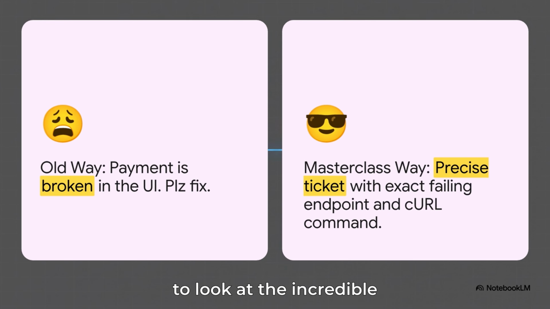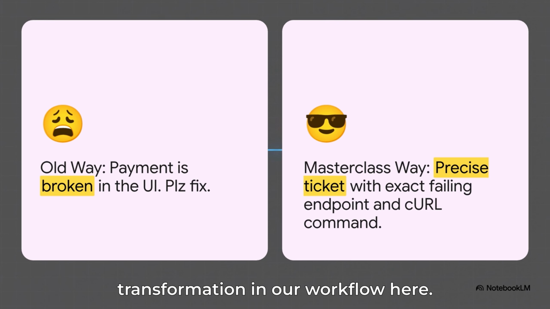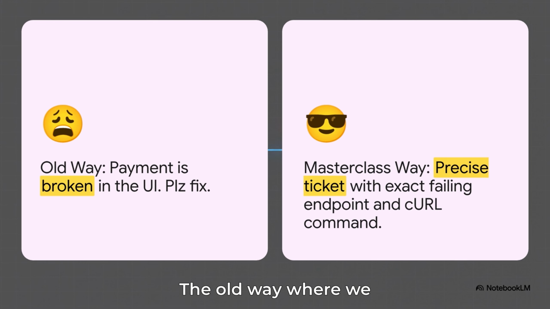Let's just take a second to look at the incredible transformation in our workflow here. The old way, where we started this whole explainer, left us with a frustrating, vague complaint that just said, payment is broken. But the Masterclass way empowers us. We can now provide a highly precise ticket that hands a backend developer the exact failing endpoint, the exact status code, and an executable command to recreate the issue on their own machine instantly.